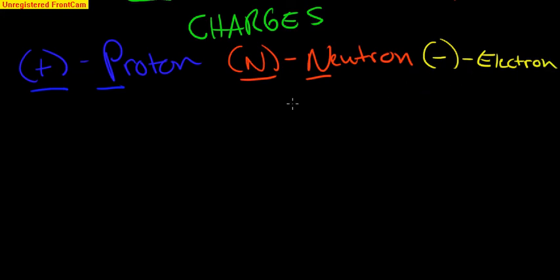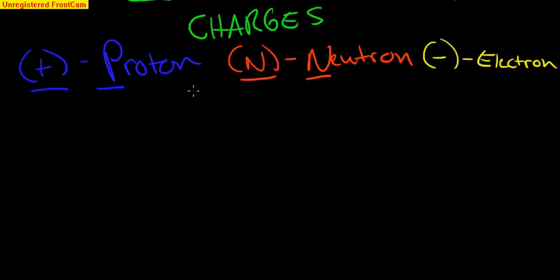All right, so positive, no charge, negative charge, okay? Don't fall into the pitfall of thinking N means negative. N means neutral or no charge. Sometimes early students just learning chemistry fall prey to this. It's the electron that has the negative charge, not the neutron.